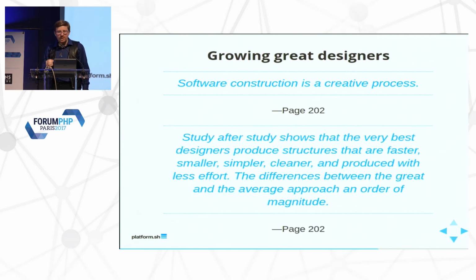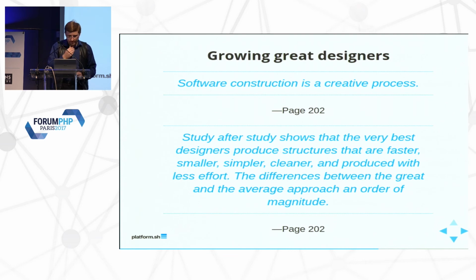Study after study have shown that the very best designers produce structures that are faster, smaller, simpler, cleaner, and produced with less effort. The difference between the great and the average approach is an order of magnitude. Oh my God, 10x developer, you're just discriminating. No, 10x architect. Nobody's going to write code 10 times faster than your mid-range developer. Doesn't exist. But if you can design the system in such a way that you need 10 times less code to get the job done, now you're talking. That's good design. That's good architecture. And it has nothing to do with how fast you can code a loop. Completely irrelevant. This is designing the system in such a way that it requires less effort to produce in the first place.